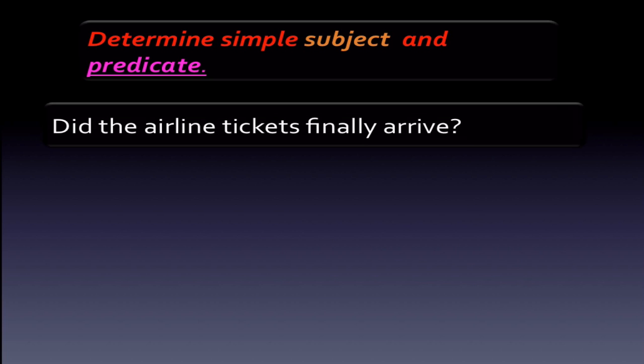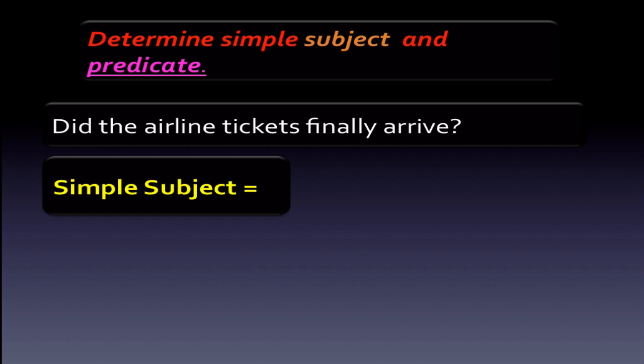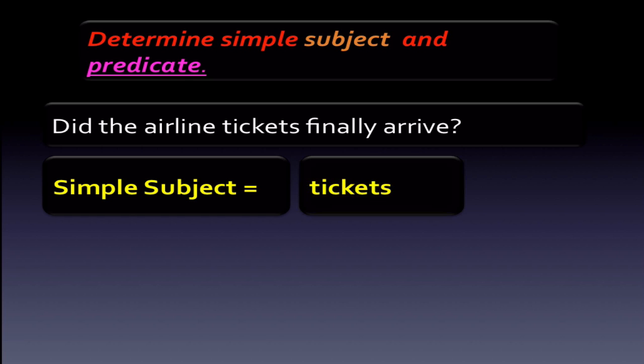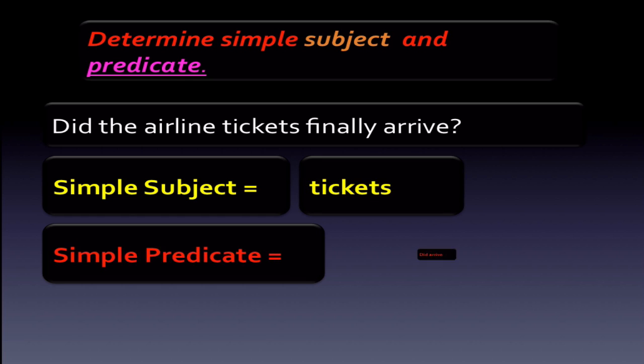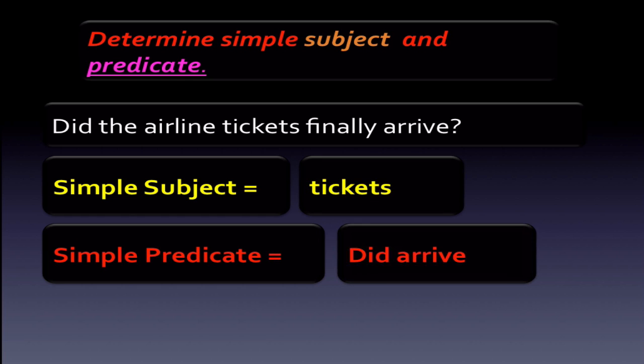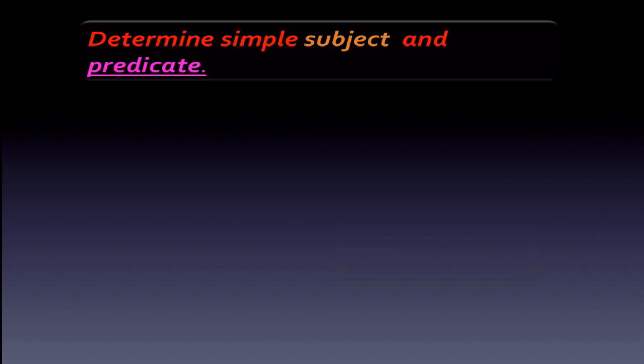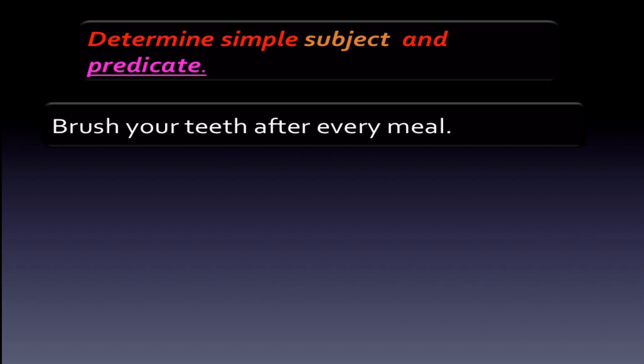Perfect. Did the airline tickets finally arrive? What is my simple subject? What is the sentence about? It's about tickets, right? What is my simple predicate? Did arrive. So why do I have did arrive in there? Well, arrive is the main verb, but did is one of the helping verbs. 23 helping verbs, guys.